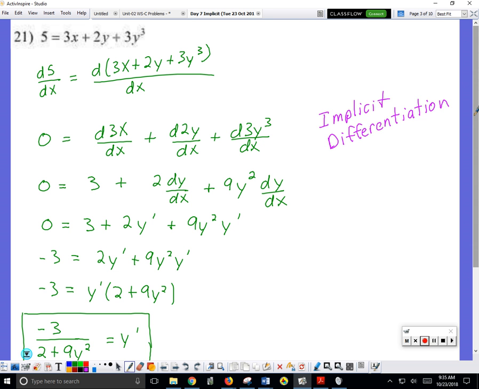I don't recall any AP questions where they give me an equation where x and y are all mixed, and they say to find the derivative. I don't ever try to isolate the y. Just take the derivative of both sides, then isolate the y prime. Good question. Anybody else?